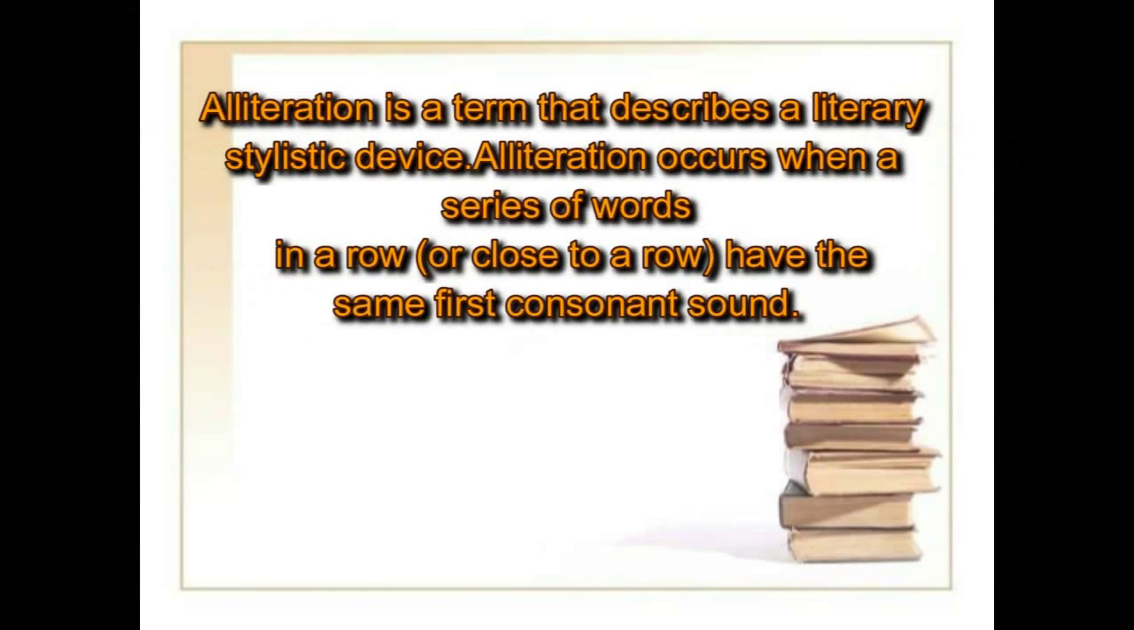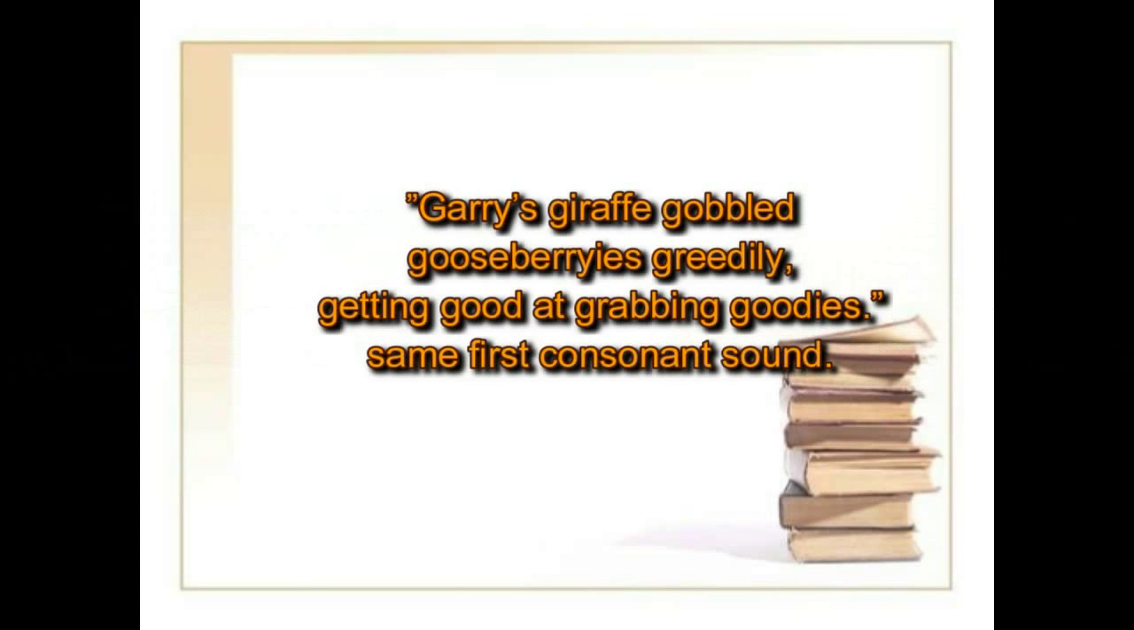Alliteration. Alliteration is a term that describes a literary stylistic device. Alliteration occurs when a series of words in a row, or close to a row, have the same first consonant sound. For example, "She sells seashells down by the seashore," or "Peter Piper picked a peck of pickled peppers," are alliterative phrases. In the former, all the words start with the S sound, while in the latter, the letter P takes precedence. Aside from tongue twisters, alliteration is also used in poems, song lyrics, and even store or brand names. For example, Gar's giraffe gobbled gooseberries greedily, getting good at grabbing goodies.